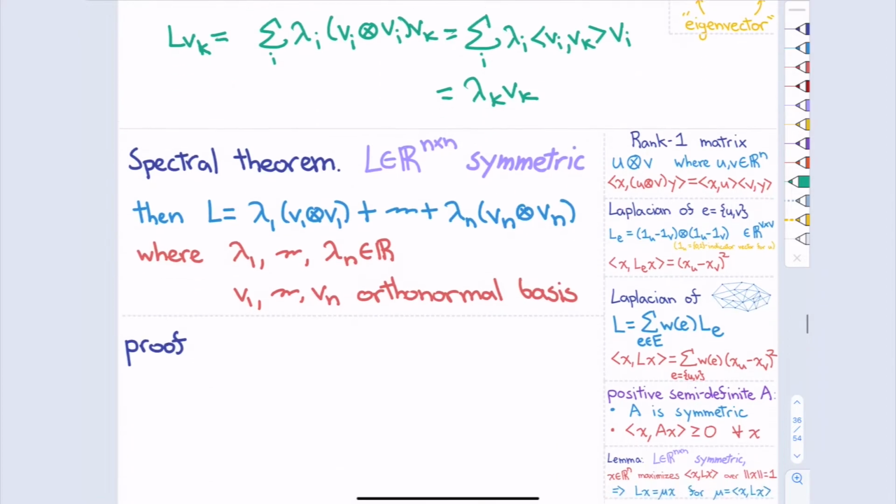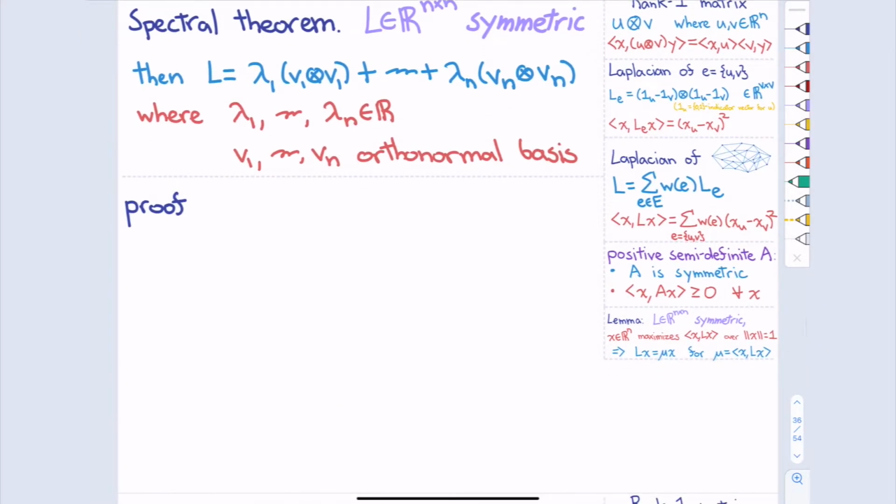Okay, so how do we prove this? You guys might be able to guess or suggest reasonable ideas. So we want to decompose L into this sum of orthonormal eigenvectors, outer products of orthonormal eigenvectors.